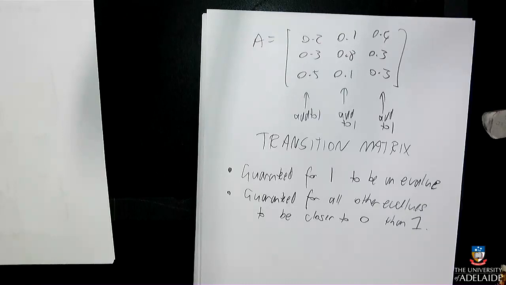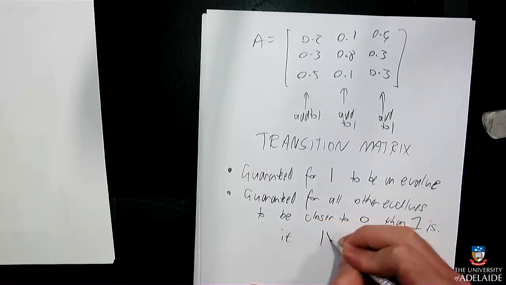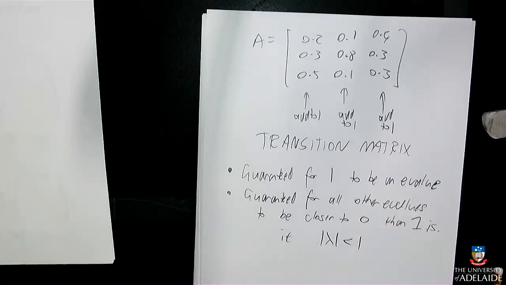Yep? Do you mean closer to 0 than 1 or closer to 0 than 1 is? Yeah, closer to 0 than 1 is. So i.e. the absolute value of lambda is less than 1. Yeah. Okay.